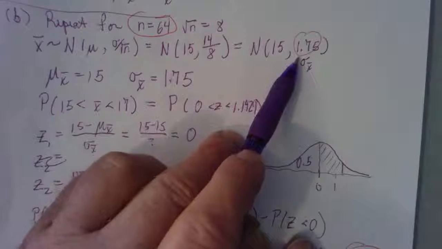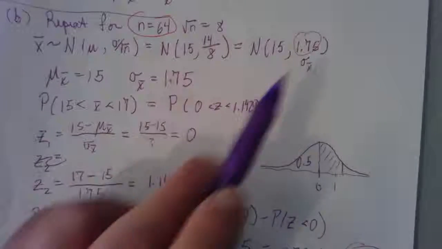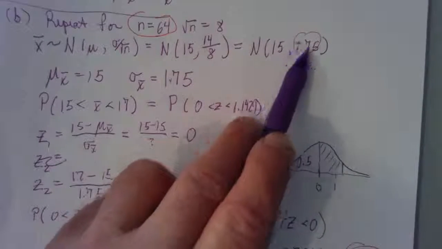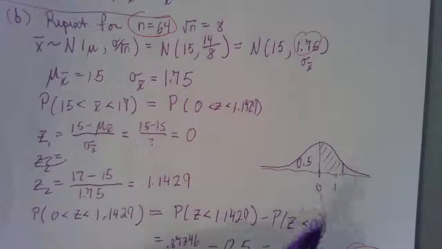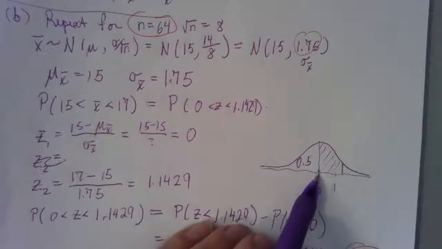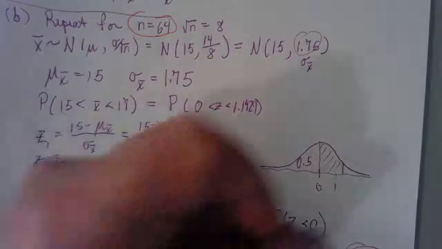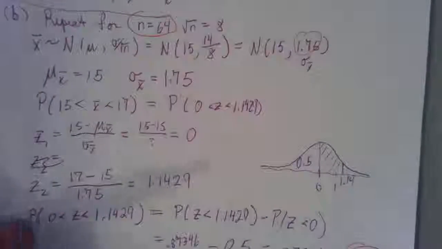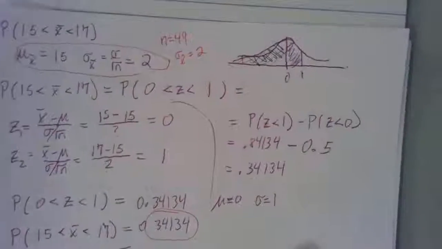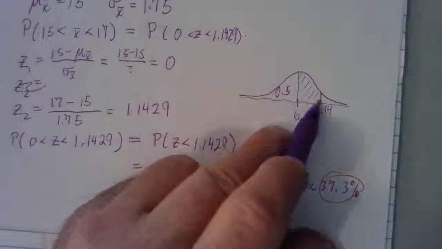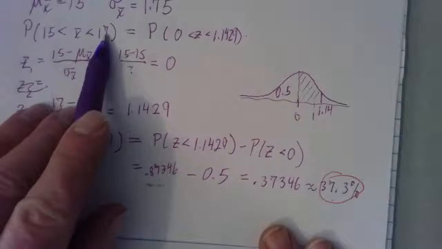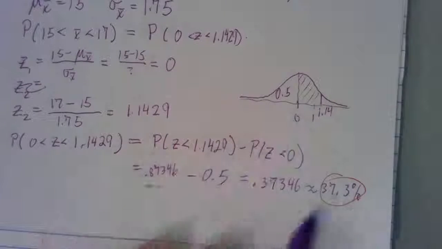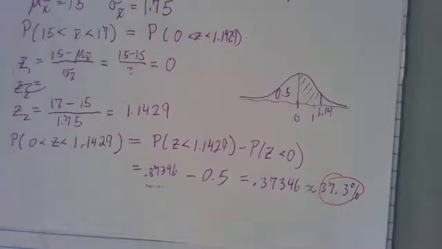But down here in part B, the standard deviation is smaller. So it takes more of these smaller standard deviations to get 2 units along the x-bar axis. So here we go from, on the z-axis, we go from 0 to, what is it, about 1.14, whereas up here we went from 0 up to 1. So we're going more standard deviations out here to go from the mean 15 up to the 17, and therefore we're including more of the distribution, and therefore we get a higher probability. That's the explanation.